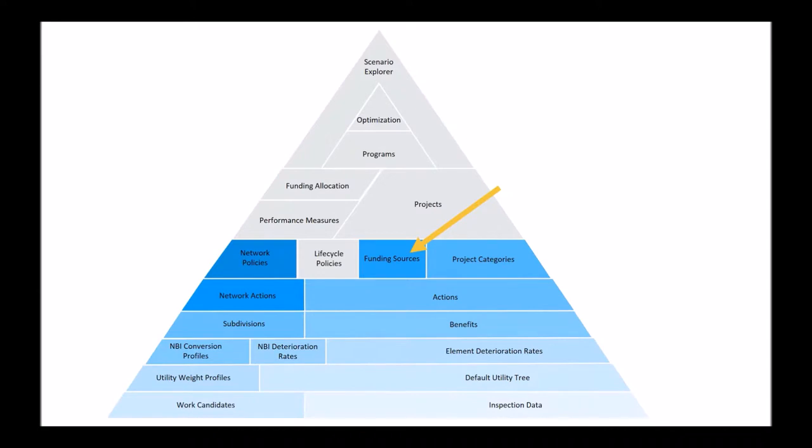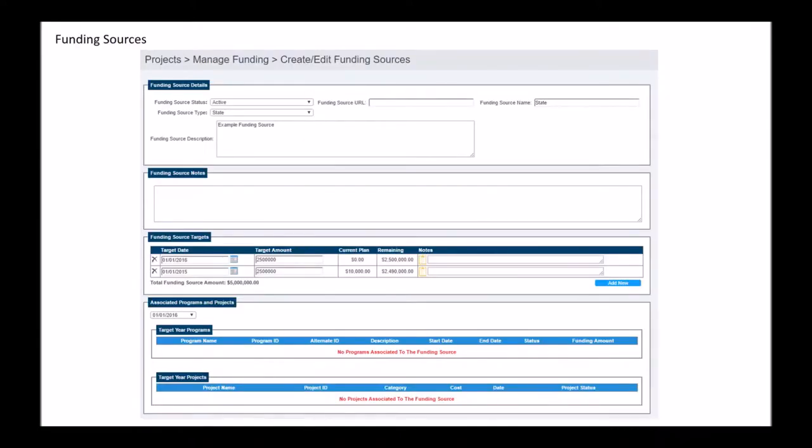The funding sources. Funding sources is something that's been available since 5.2.2, so I'll only briefly mention them here. You can create and edit funding sources and attach projects or programs to them. And doing this will allow you to see how much you've already allocated from each source to a project or program, but this piece isn't necessary for optimization. So some agencies may find it useful, but you're not required to use it.